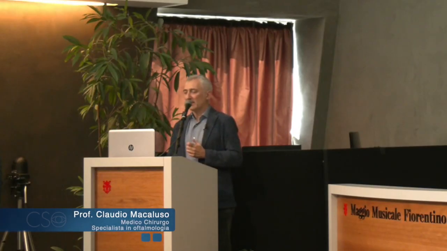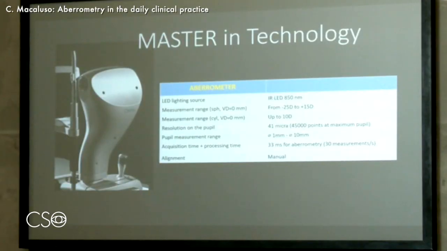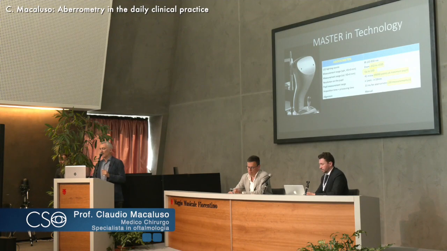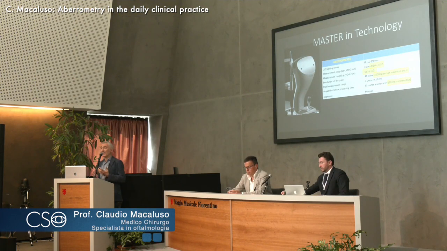In clinical practice, the Osiris Aberometer is a real master of technology. You've just seen the features. I would point out, besides the range of measurement you can have, which is pretty big, especially the spatial resolution, which is really impressive, as well as its temporal resolution, so that we can have real-time measurements.